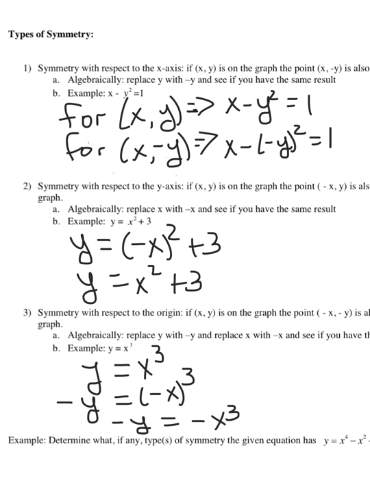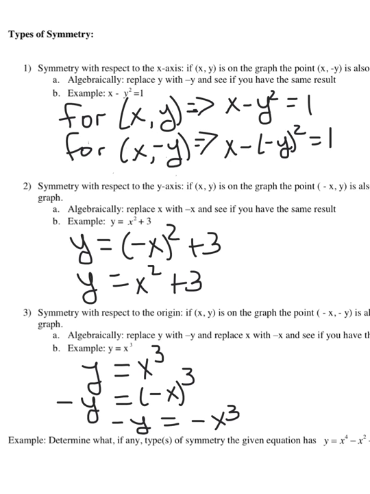All right, so in our third case, we have symmetry with respect to the origin. So in this case, for any point x, y that's on the graph, there's a point negative x, negative y that's also on the graph. So if that happens, then you know that your graph is symmetric with respect to the origin. All right, so if I have a y and an x, and I change those values to negative y, negative x, this is how I can test to see if my graph is symmetric with the origin.